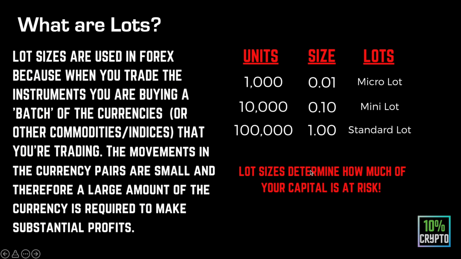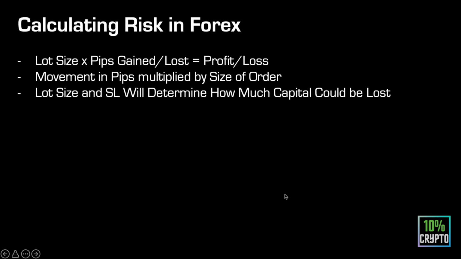Your lot sizes determine how much of your capital is at risk. So that's what we're going to get into now. That's very important. Your lot size times the pips gained or lost, so the movement in pips, will let you know your profit or your loss, right? That's going to sound a bit confusing, but I'm going to show you guys visually, so it's going to make more sense. The movement in pips multiplied by the size of your order. So that's just me breaking it down.